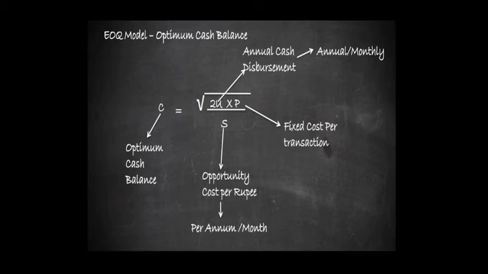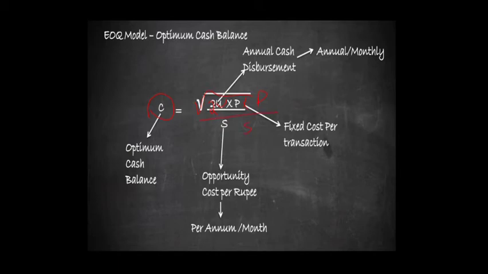The economic order quantity model gives a model where the optimum cash balance, denoted by C, can be found by using the formula: the square root of 2U multiplied by P divided by S.